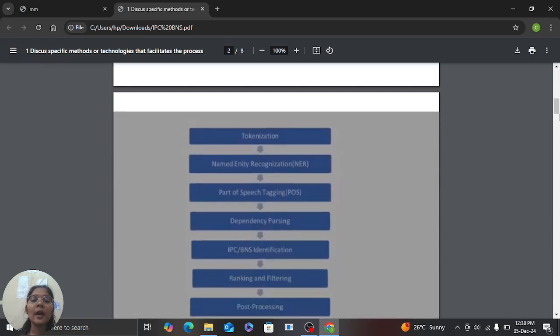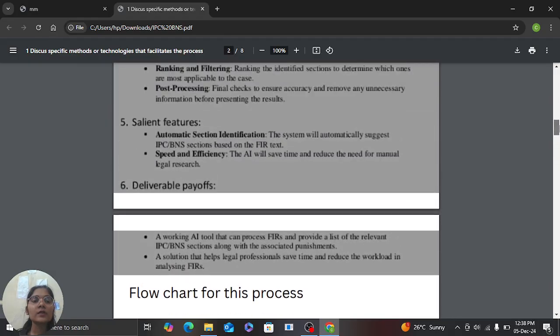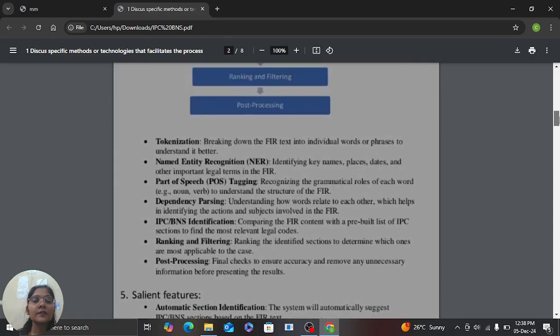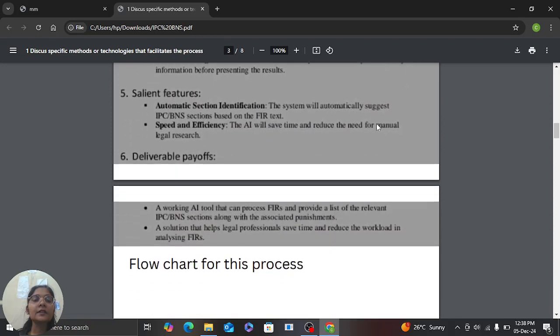Now, regarding the implemented methodologies, I have already discussed a lot in another video. Here I am only specifying in short: first tokenization, named entity recognition, part of speech tagging and dependency parsing, then identification, then ranking, and the last is post processing. So this was the description of these methodologies.